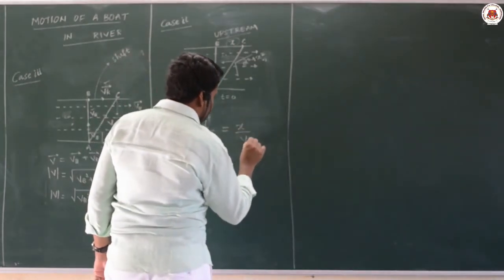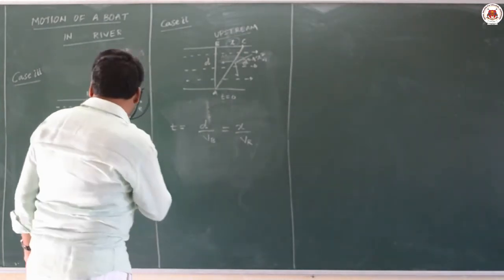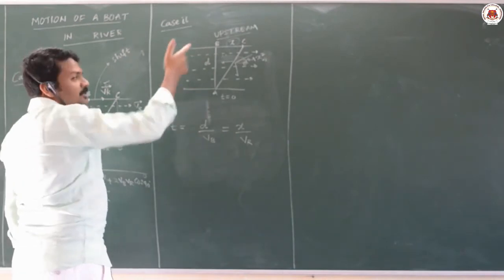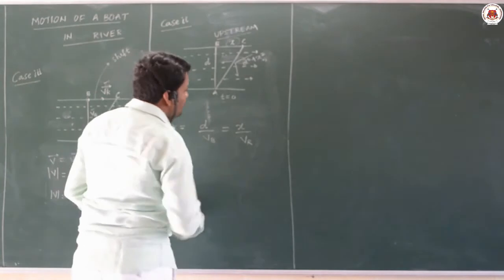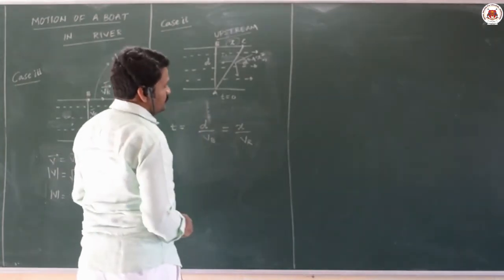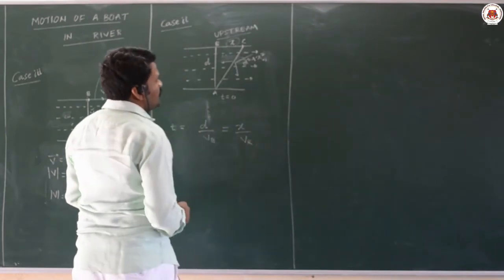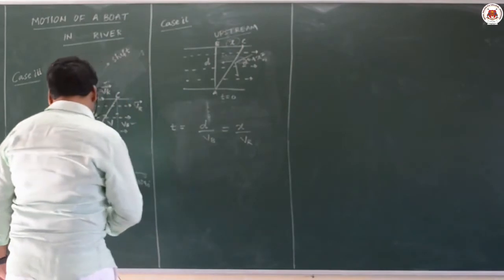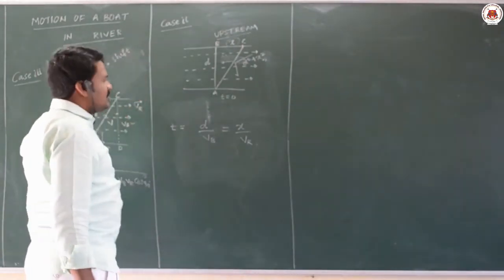What is the velocity in that direction? Vr. So here you have to understand carefully. We are taking the displacement along direction AB. In the same direction you take the velocity. So d by Vb is equal to x by Vr. Or this also you can write as root of d square plus x square divided by root of Vb square plus Vr square. This is the time taken.